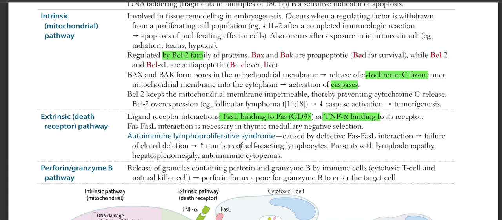So, what would be the features? Let's recap. You'll have lymphocytosis, that'll be one, very high lymphocyte levels. You'll have hepatosplenomegaly or lymphadenopathy because they're growing very quickly. And third, you'll have cytopenias. So you'll have anemia, leukopenia, maybe thrombocytopenia, all of these things.